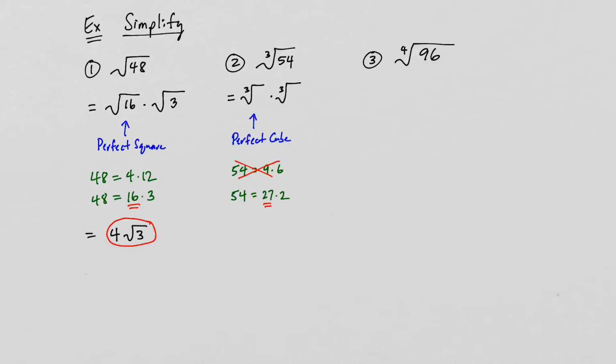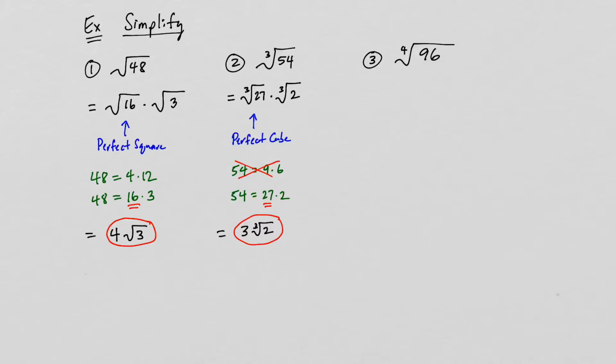And so we can break apart this radical into the cube root of 27 times the cube root of 2. And then we can finish it by going ahead and taking the cube root of 27, which we know is 3, and then multiply that by the cube root of 2. And so 3 times the cube root of 2 is the simplified form of the cube root of 54.